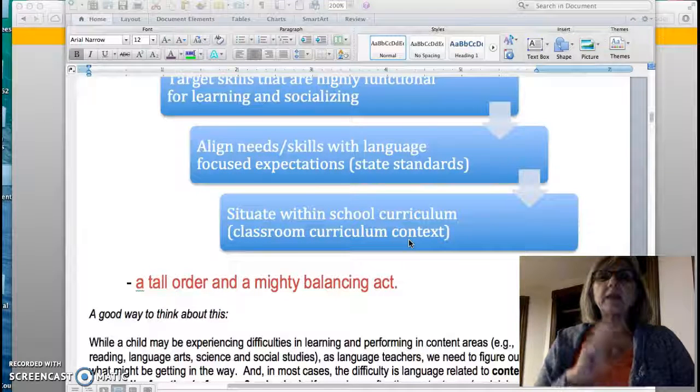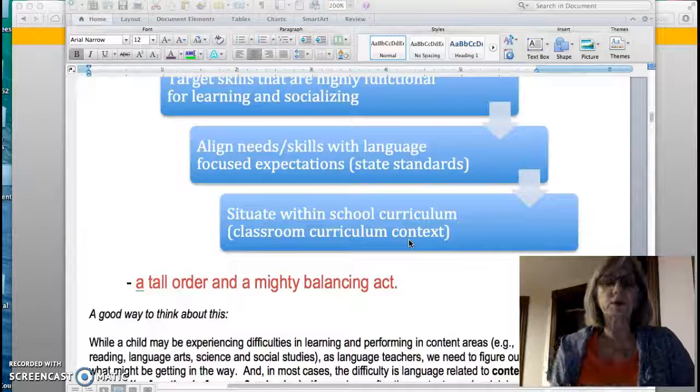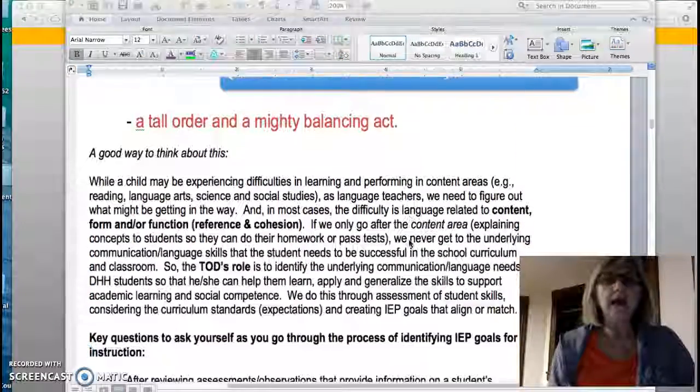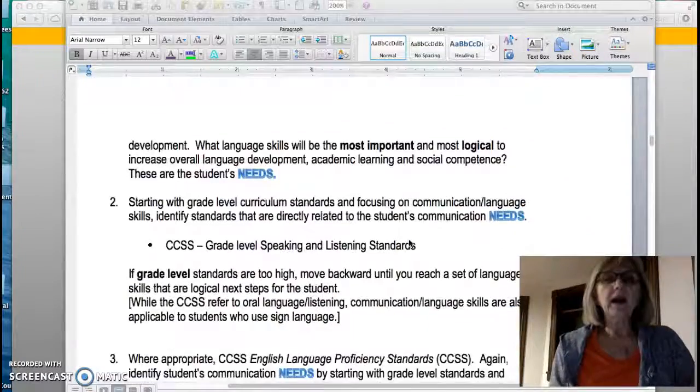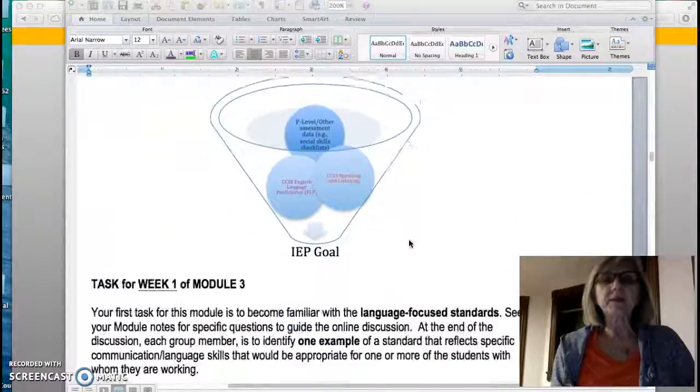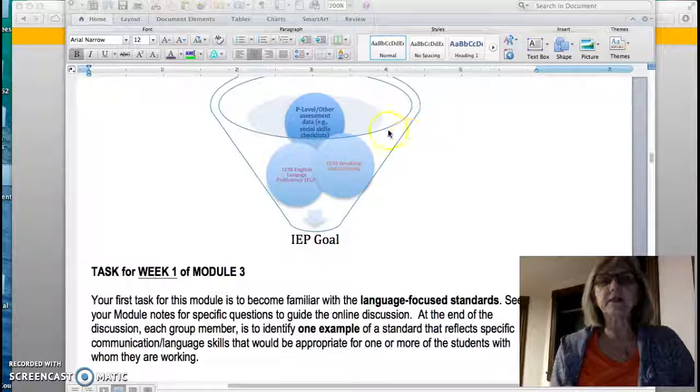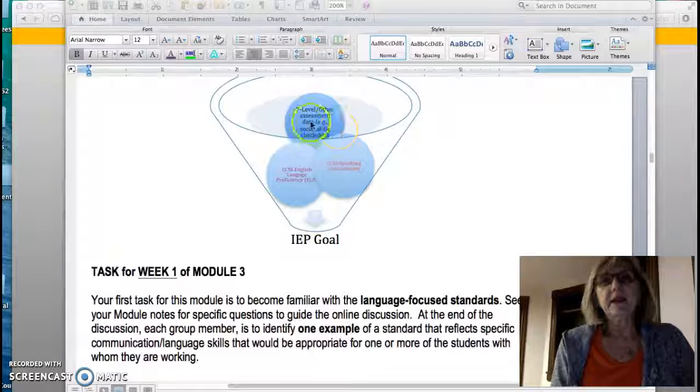Individually, context is important for teaching some of these goals. All right, so that is the major process, and this illustrates looking at all 3 of those things and coming up with an IEP goal.